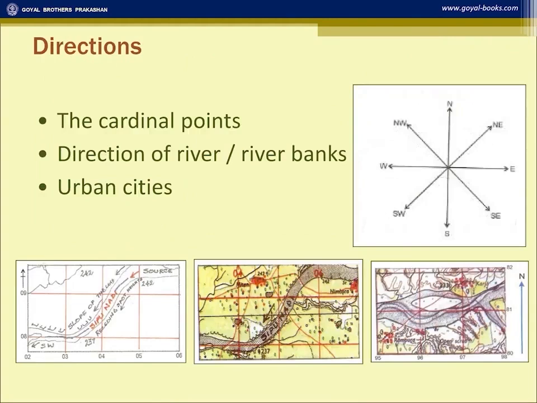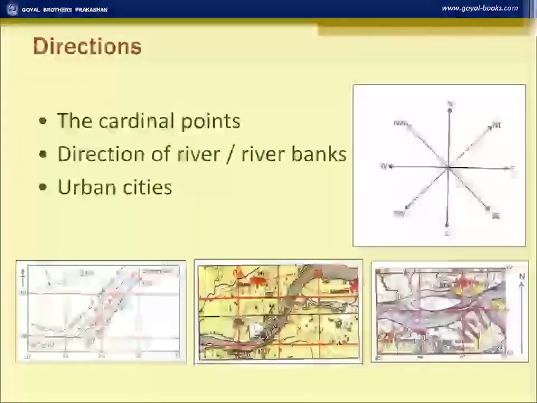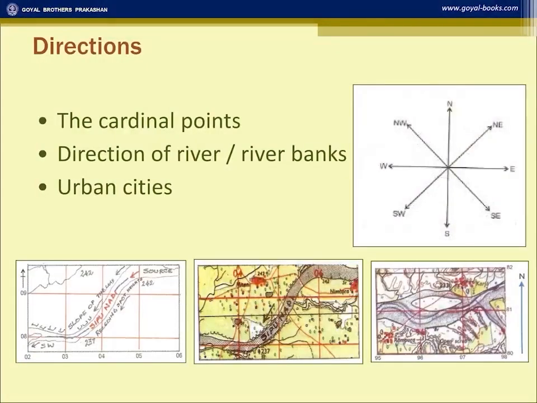Now we come to the directions. Directions are very important component of survey sheets. Any study that is done on the survey sheet is with the help of directions. The 4 cardinal points you are aware of are north, south, west and east. In between, you can see northeast, southwest, northwest and southeast. So we study all the 8 cardinal points for measuring the distances, finding the direction, and the direction of the flow of the river. Direction of the flow of the river is always maintained by the direction given here.